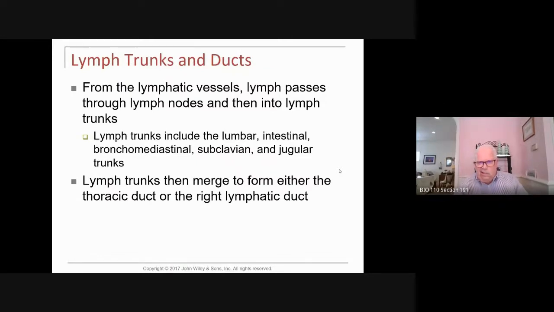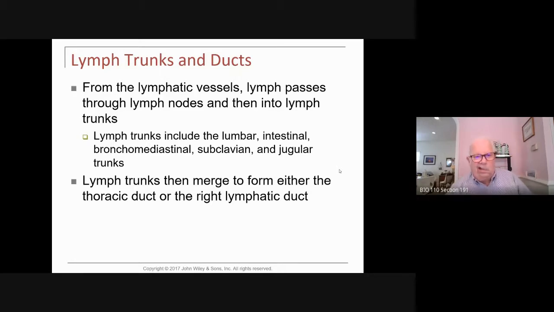From the vessels, the lymph passes through lymph nodes. Lymph nodes are all over your body. And then the lymph nodes drain into trunks. The trunks then drain into the two ducts that are on either side of your body. The one on the left is known as the thoracic duct. It is the left-sided lymphatic duct. The one on the right is the right lymphatic duct.